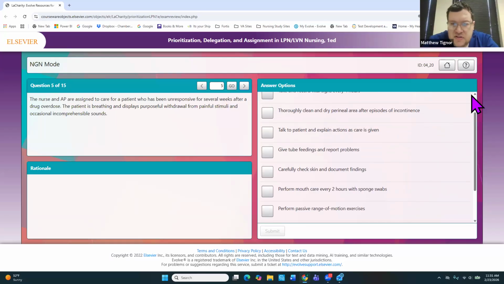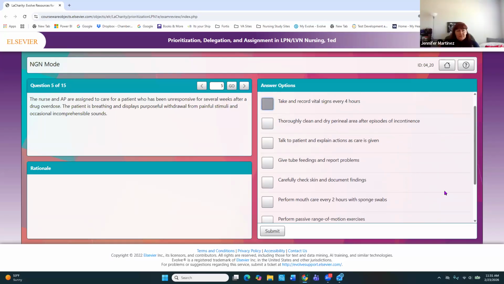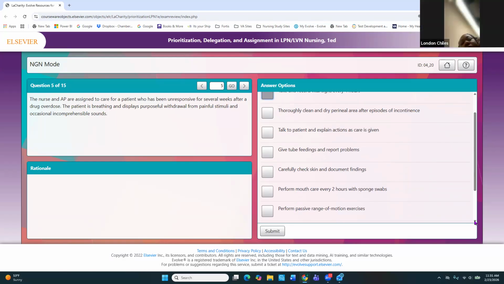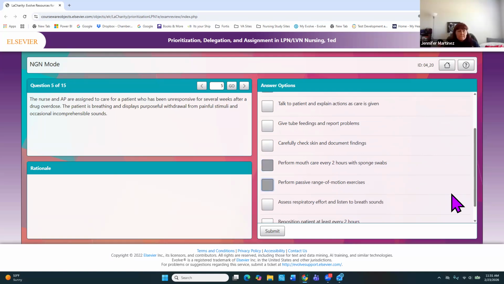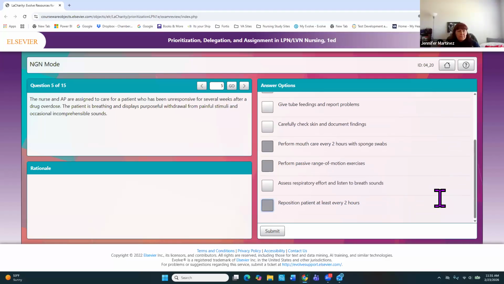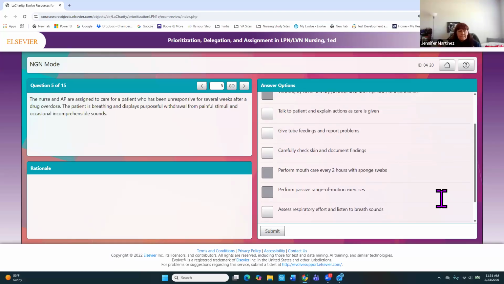They can record vital signs every 4 hours. Okay. Thoroughly clean and dry the perineum. Okay. Perform mouth care every 2 hours with sponge swabs. Okay. Perform passive range of motion. Reposition the patient at least every 2 hours. Okay. I think it would be talk to the patient and explain the actions that are given. Okay.